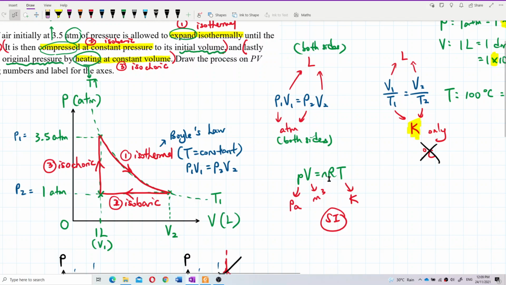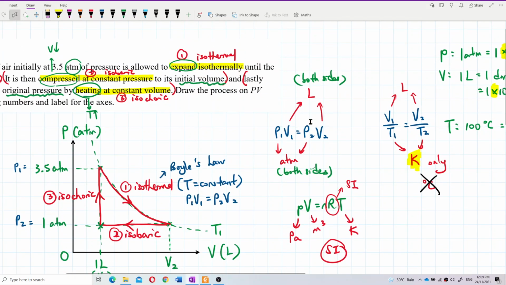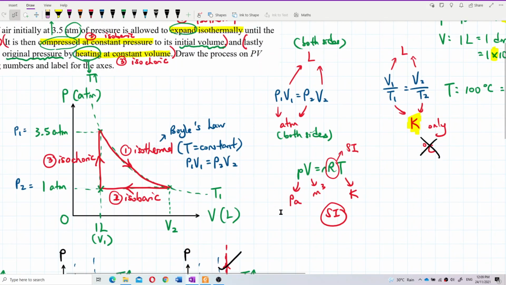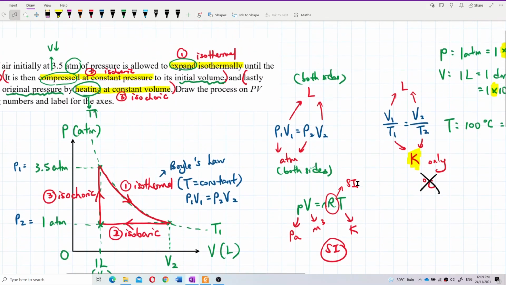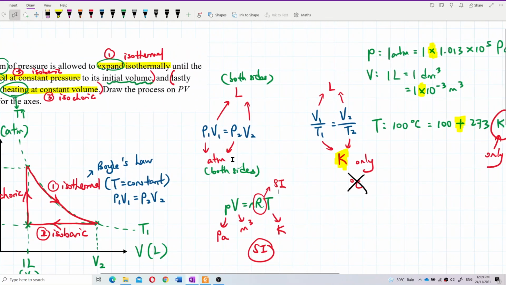You cannot cancel the unit because the R here, the gas constant, this R value is in SI unit. So all the others must be in SI unit. Okay? Only this one you can maintain as atmospheric pressure and liter. So remember, this one you must change all to SI unit. This one you need not change to SI unit, to make things easier.